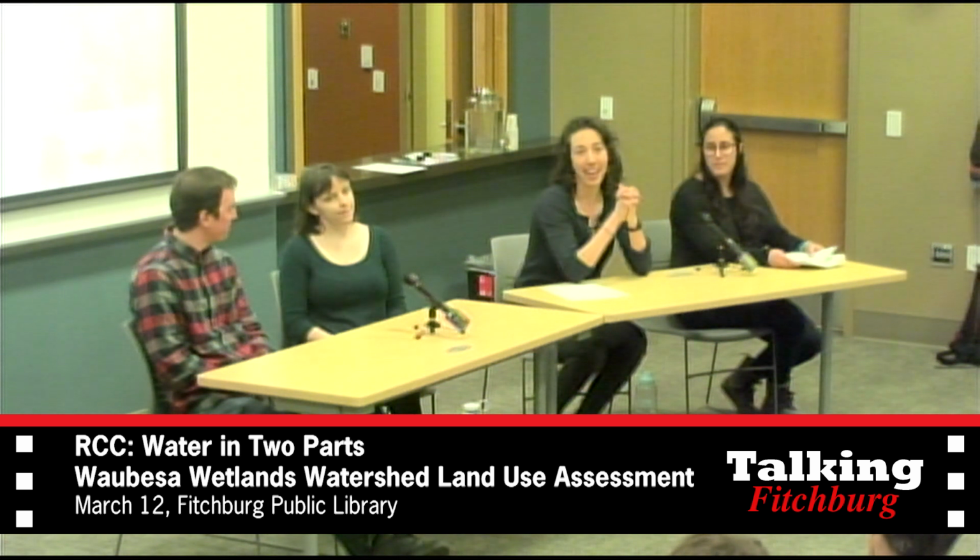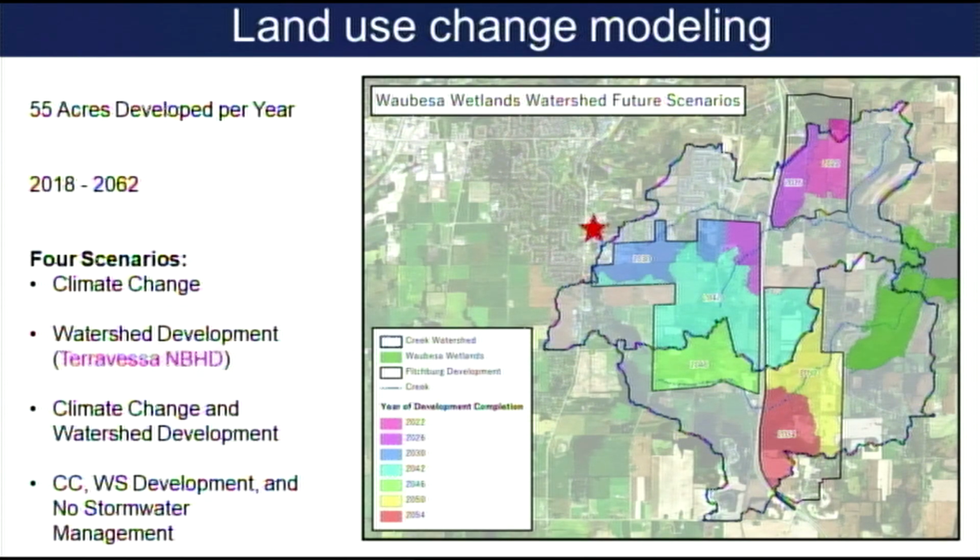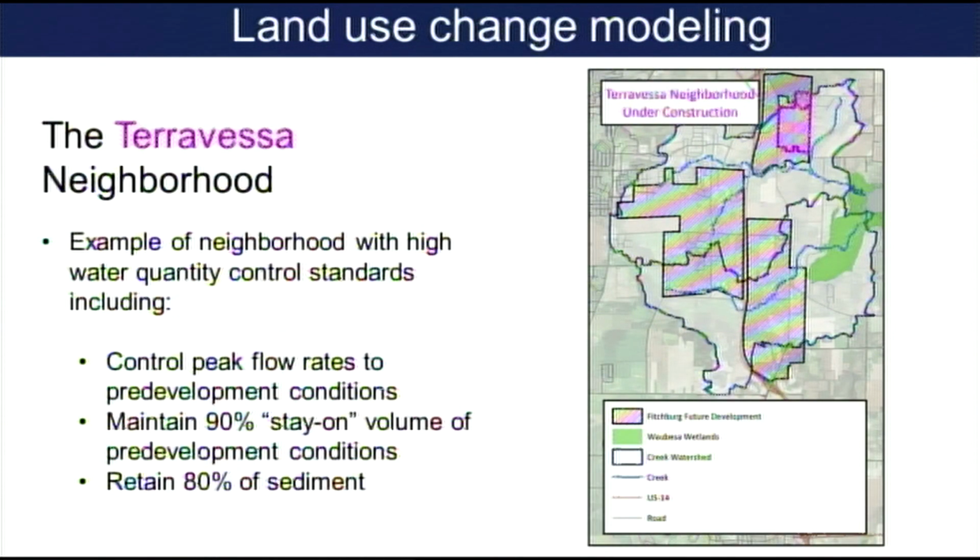So this is kind of a map of some of the future development and where it's projected to be within the city and within the larger watershed. We know that it's already kind of starting in the upper part of the watershed, and then as we go, it's going to start to continue into the lower part of the watershed. We used the assumption that we were going to have 55 acres developed per year for the duration of this time period. And that led us to thinking about kind of how the land use was going to be changing.